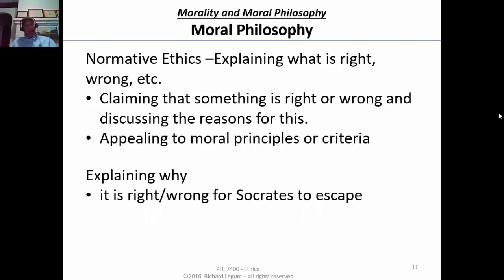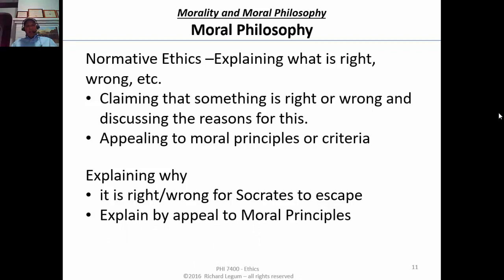And for example, we're trying to explain why it would be right or wrong for Socrates to escape in the example that William Frankena has given us, that we were following up on. And we explain this by appealing to moral principles, moral concepts, and what we call normative ethical theories. And that's why in this course we're studying normative ethics. We're studying theoretical ethics. And this is one type of philosophical question about ethics, about morality, about certain kinds of value.